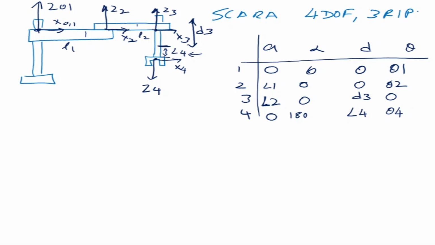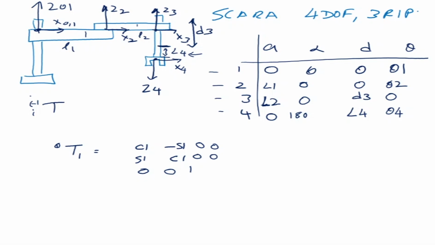Now let's write down from the DH parameter table. I can use the generalized matrix from i minus 1 to i. Please look at the generalized matrix. I take each of these rows, put it into the generalized matrix, and what we get is T0 to 1, which is equal to cos theta 1, minus sin theta 1, sin theta 1, cos theta 1, 0, 0, 1, 0, 0, 0, 0, 0, 0, 1. This is the first transformation matrix.